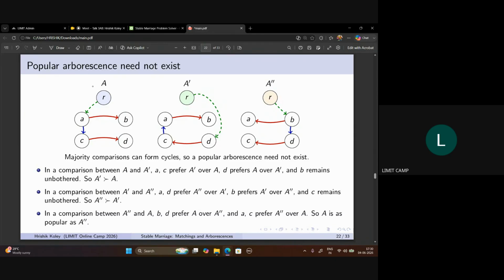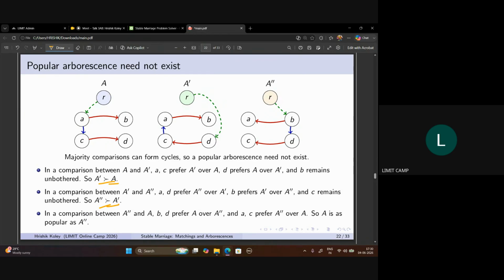So check in this case. Compare A and A dash. A and C prefer A dash over A. D prefers A over A dash. And B is indifferent. So A dash is more popular than A. In a comparison between A dash and A double dash, D prefers A double dash over A dash. B prefers A dash over A double dash. And C remains unbothered.